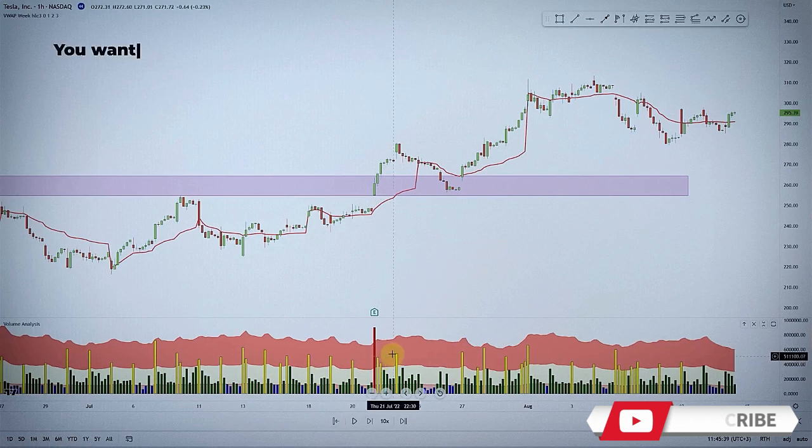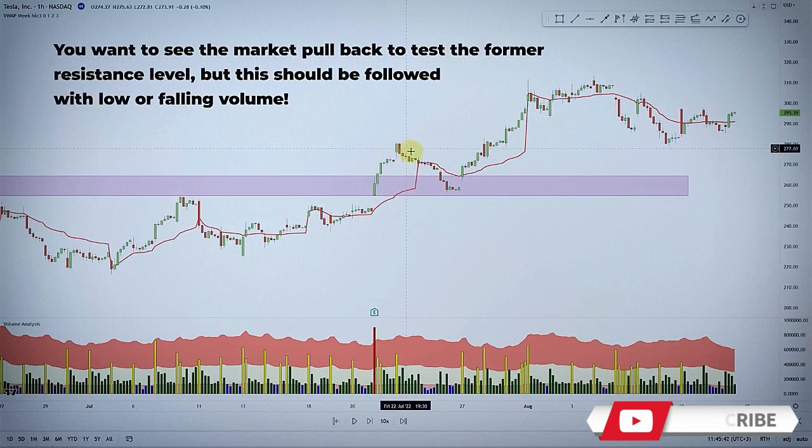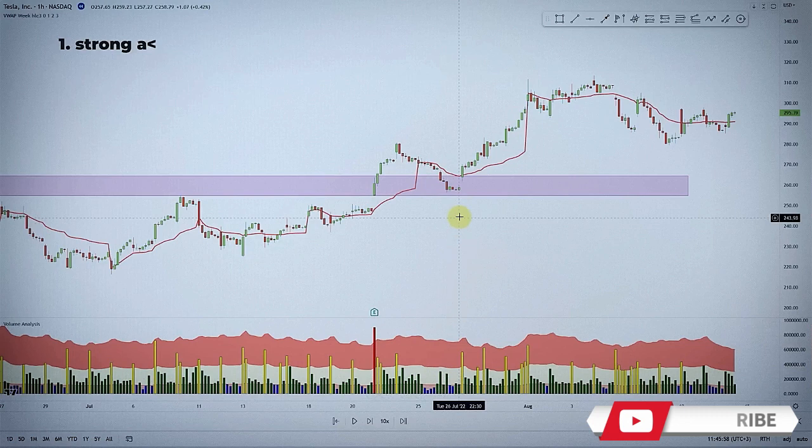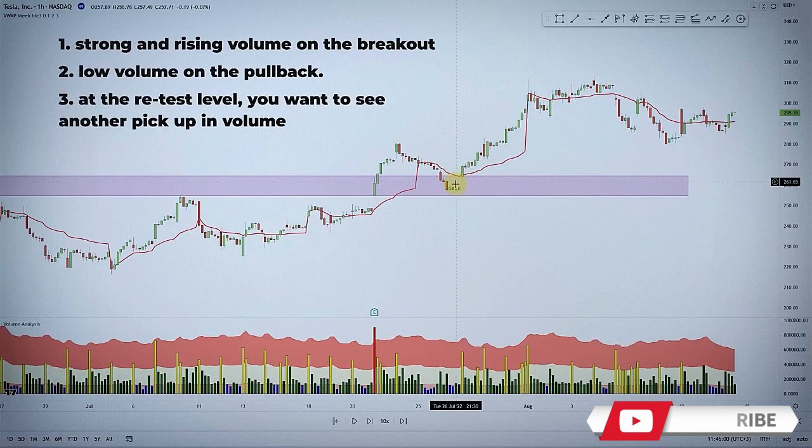At this stage, you want to see the market pull back to test the former resistance level, but very important, this should be followed with low or falling volume, since we are now developing a bullish trend higher and expect to see rising market with rising volume. So very important, you want to see strong and rising volume on the breakout and low volume on the pullback. Then at the retest level, you want to see another increase in volume.